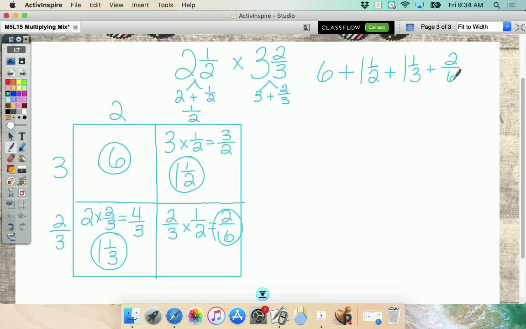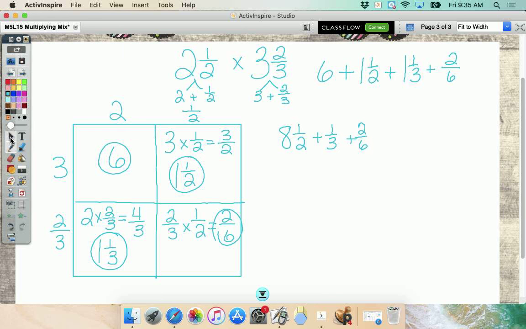Now, if you're really good, you can add this in your head. But I'm not that great. So I want to add some of it in my head, of course, don't I? What do I want to add in my head? The whole number. So I want to do 8 1/2. See where I got my 8? Plus 1/3 plus 2/6. You guys agree?